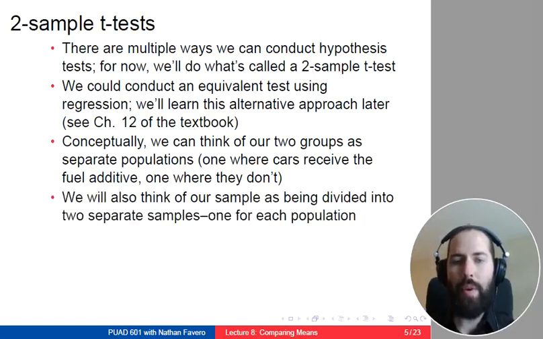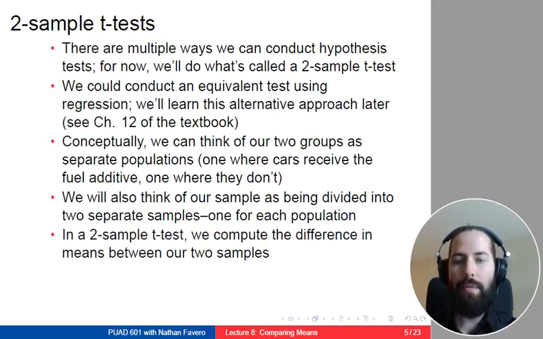In the same way that we're thinking about there being two separate populations, we think about there being two separate samples. Essentially, our sample that we collect, that we'll see in Stata in just a moment, has been divided into two separate subsamples, one that corresponds to each population. So, in other words, we have one sample of cars that didn't receive the fuel additive and one sample of cars that did receive the fuel additive.